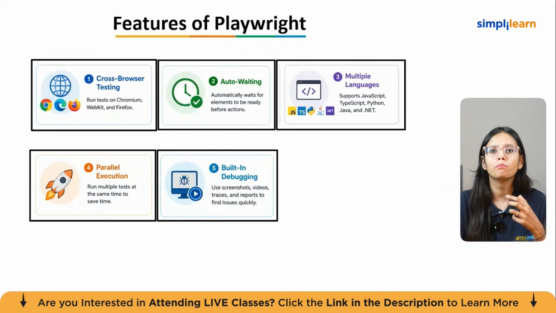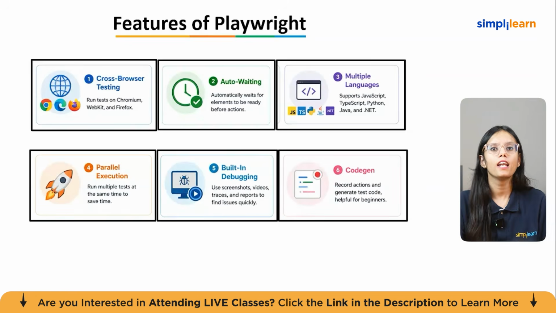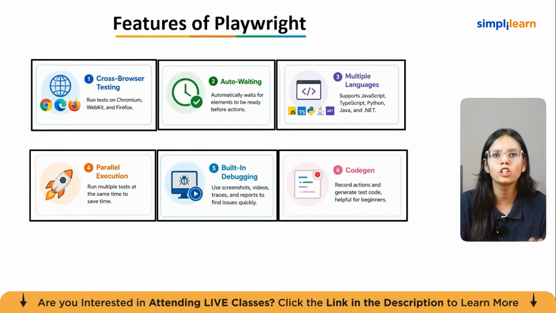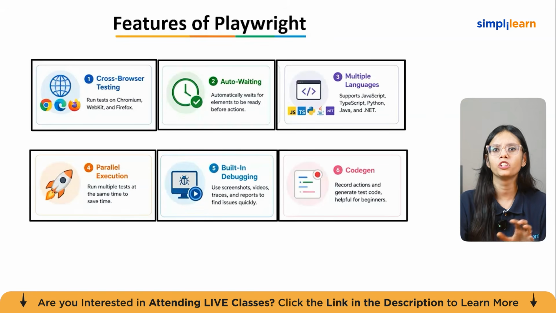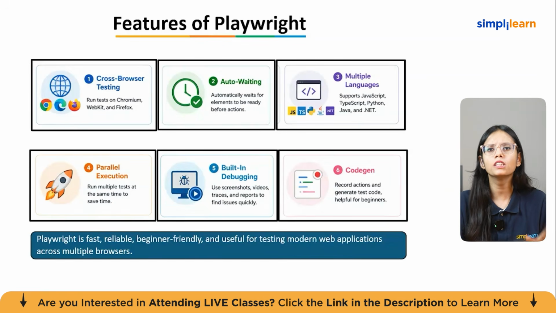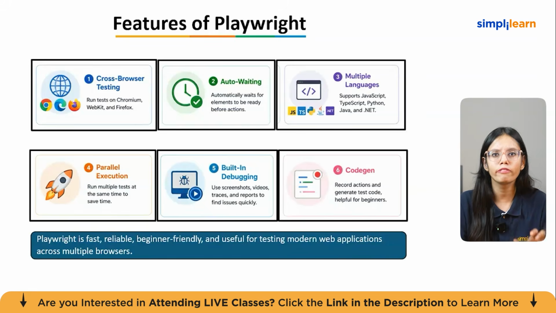It also provides built-in debugging tools like screenshots, videos, traces, and reports. And we will look at all of these in our coming tutorials. These help testers easily understand why a test failed and what is the reason behind everything. And last but not the least, Playwright also has codegen, which can generate test code automatically while you perform actions in the browser. This is very helpful for beginners who are learning automation testing. So in simple words, Playwright is fast, reliable, beginner-friendly, and useful for testing modern web apps.